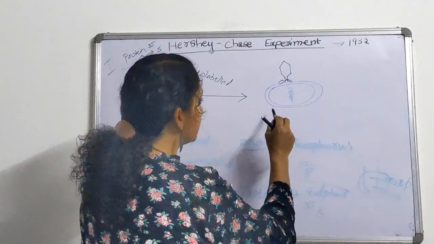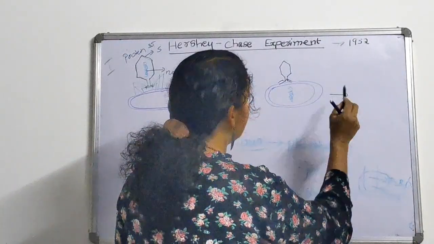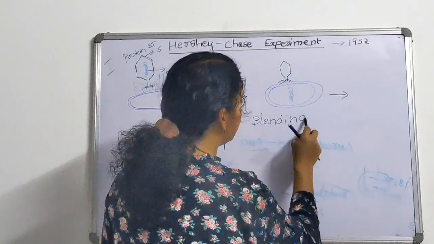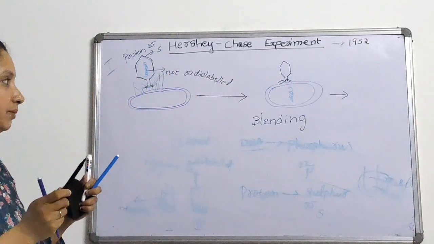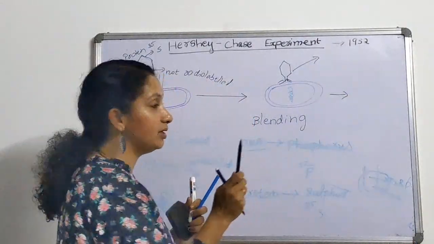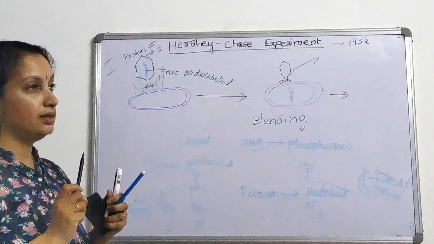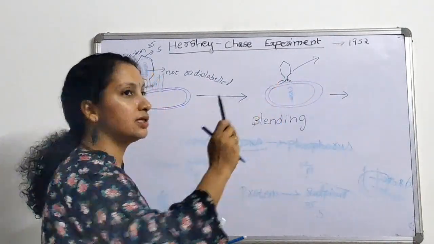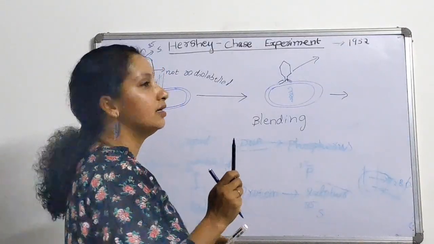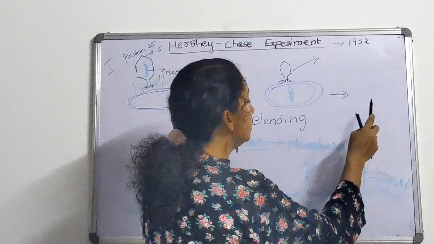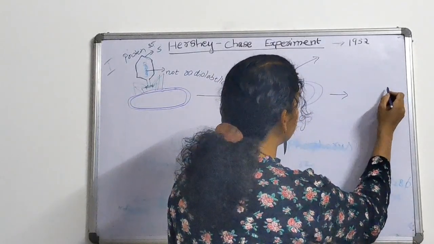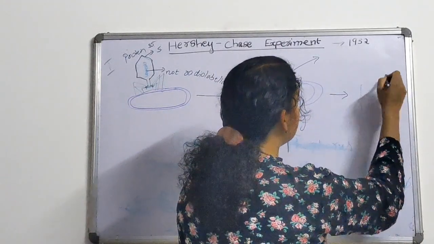So this process is carried out here. Now blending. This stage we are calling blending. Here blending means we are trying to detach the capsid along with the other structures of the virus after the entry of the genetic material, and then we go with the centrifugation process.